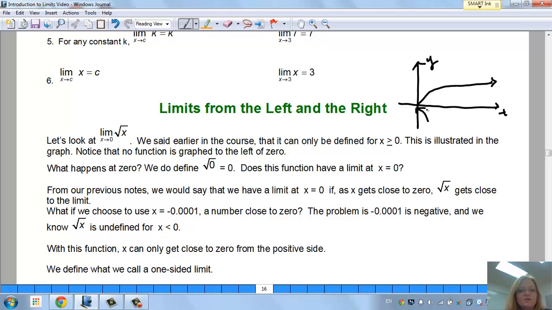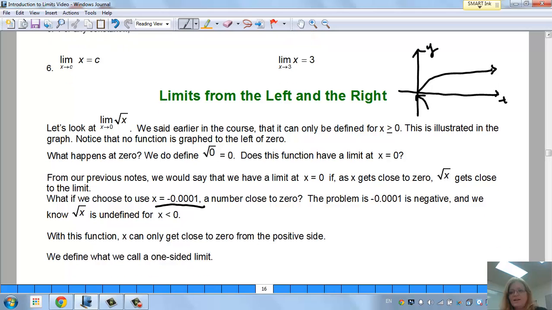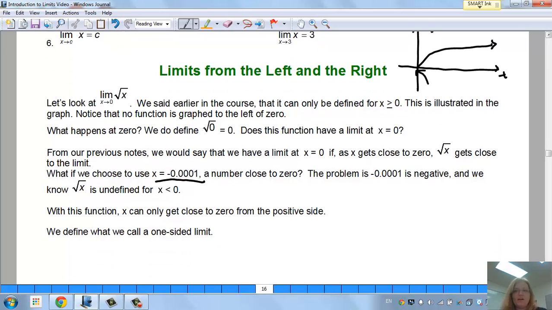From our previous notes, we would say that we have a limit at x equals 0. As x gets close to 0, radical x gets close to that limit. But what if we choose negative 0.0001, a number close to 0, but on this side of it? The problem is that negative 0.001 is negative, and we know that radical x is undefined when x is less than 0. With this function, we can get close to 0 from the positive side, but we call this a one-sided limit. It only goes on one side because you can only define this function from the right side.